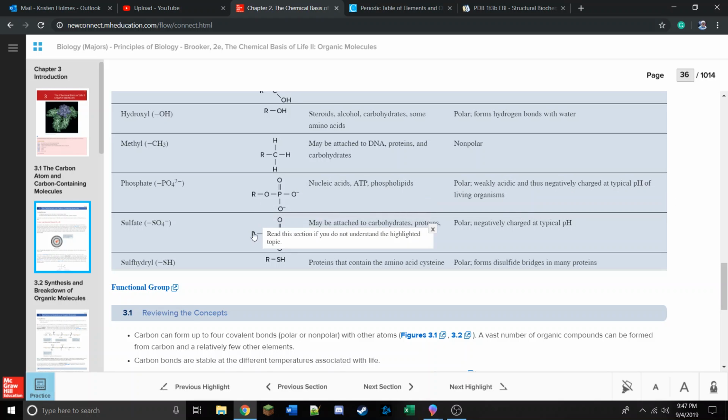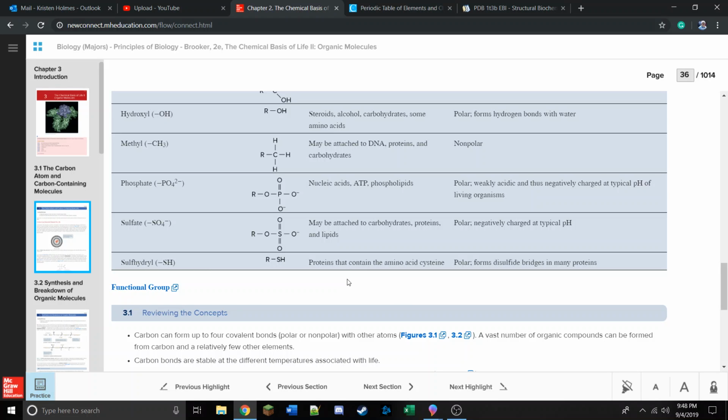Phosphate and sulfate are both... what does it say? I have notes here, but I don't remember what they say. All right, so these are both negatively charged at the typical pH. And then sulfhydryl. I think that's how it's pronounced.